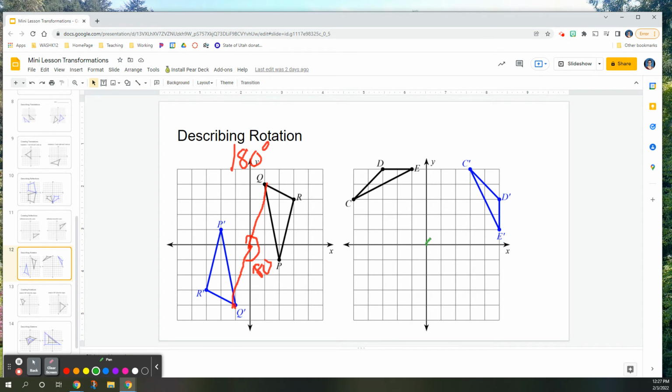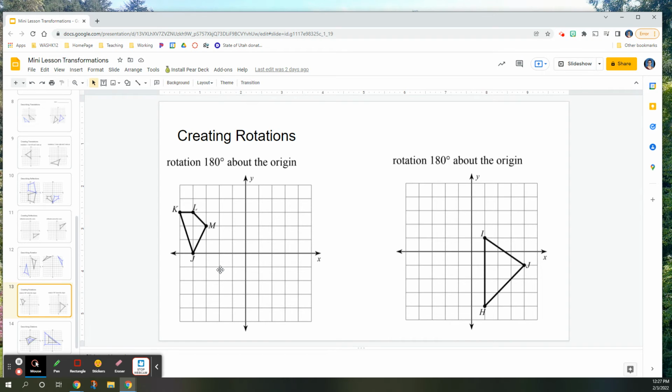For this part, once again, put our circle in the origin. We're going to measure E. So you go from the original E to the origin, then from the origin to the reflection. And this is a right angle, so we're going to call this a 90-degree rotation.